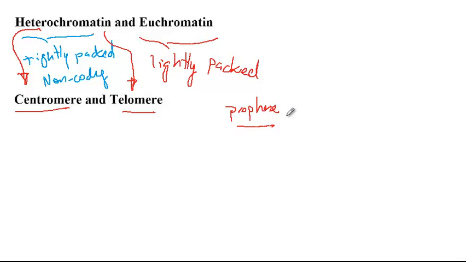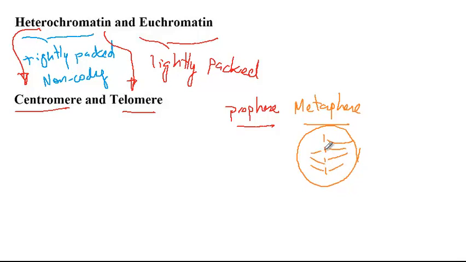The next stage after prophase is metaphase, and during this stage chromosomes line up at the metaphase plate at the center of the cell, and then each sister chromatid is attached to the spindle fibers that are at the ends of the cell. So here the chromosomes come to the middle of the cell and spindle fibers are attached to them.